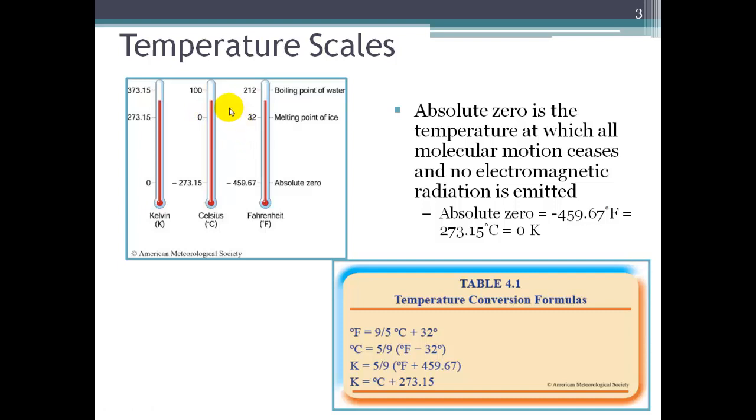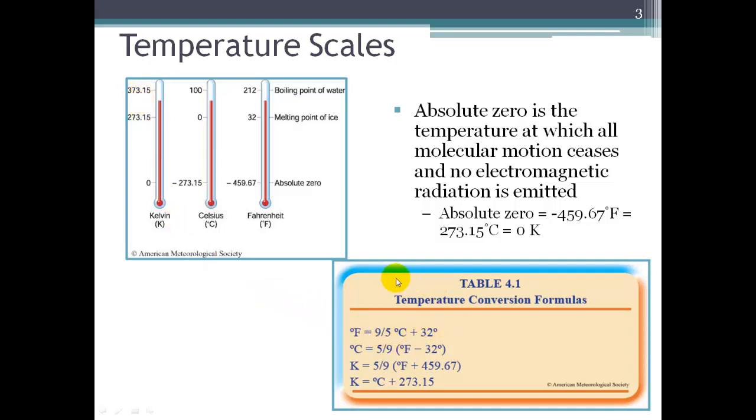A third scale for measuring temperature is called Kelvin. Notice that Kelvin does not have the degrees symbol on it. We just call it Kelvin. And it is based on absolute zero. Absolute zero is the temperature at which all molecular motion ceases, and an object would emit no electromagnetic radiation. So that point happens at 0 K. And if we want to compare the other places that we looked at here, the freezing point of water is 273 K, and the boiling point is 373 K.